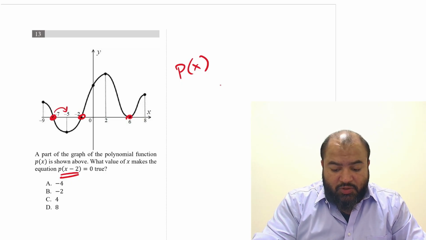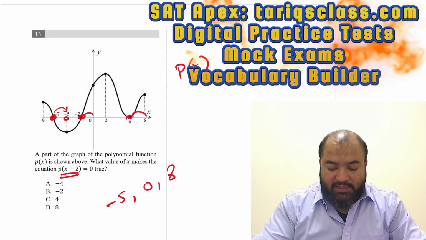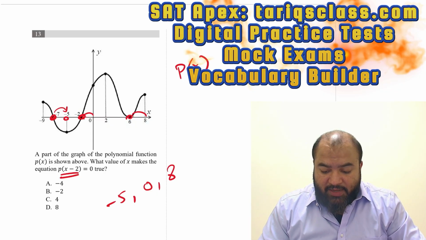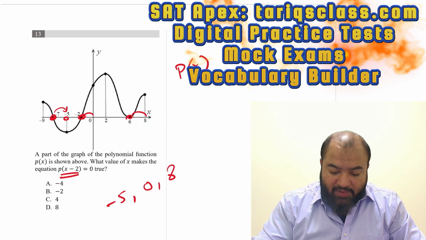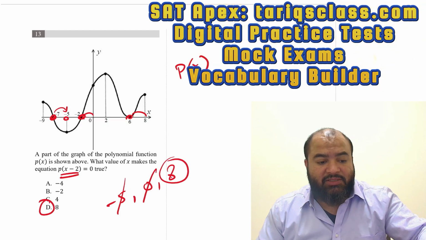Okay. So it'll be negative 5, one of them. Negative 2 will move 2 to the right. It'll be 0. 6 moves to the right. It's 8. So what value of x makes it true? So negative 5, I don't have an option. 0, I don't have an option, but 8 I do. So D is the answer.